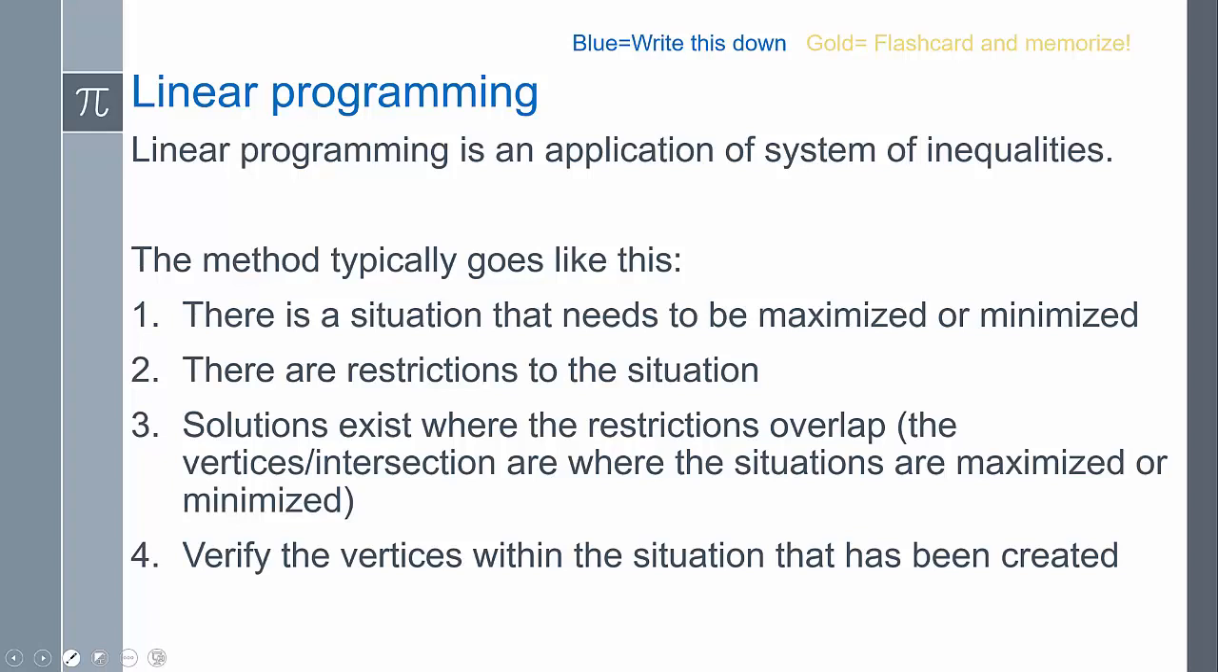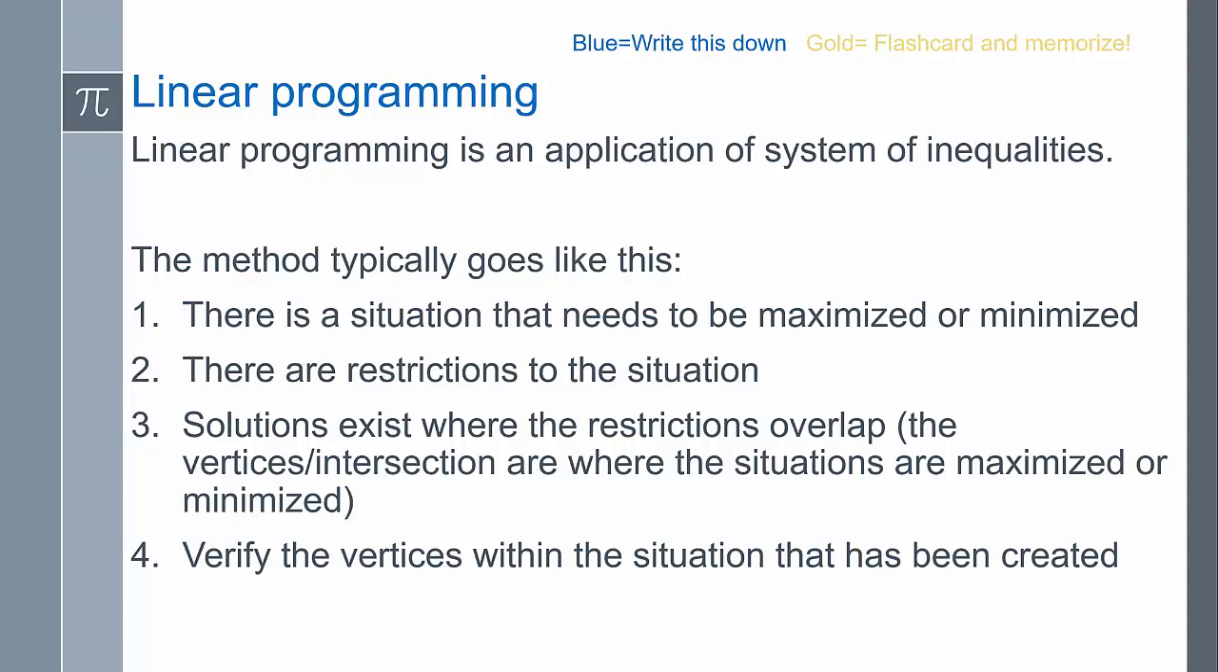Now, because we're going to end up with a system of inequalities, for step 3, there is going to be an overlapping region. The solution is going to exist on that overlapping region. Now, more specifically, the vertices, or where the lines or the borders intersect, those are going to be the situations that can be maximized or minimized. Okay, so we're looking for those vertices. And then the last step is we need to verify those vertices within the situation to see which one is going to give us the maximum or the minimum.